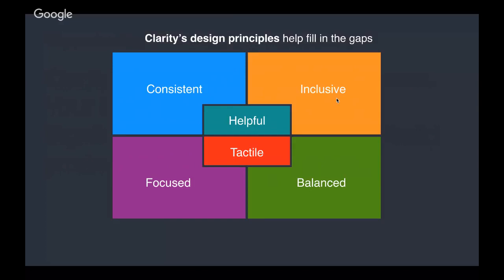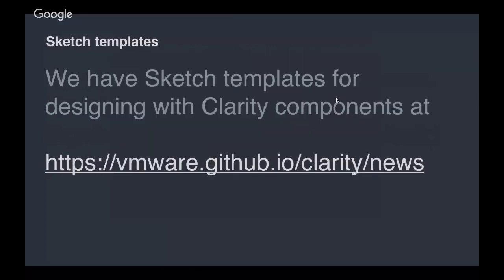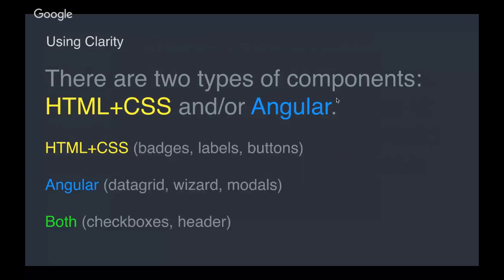I'll move real quick here. We also have a Sketch template, which is useful. It's on our website here. That gives you a quick way to design and utilize the Clarity components from Sketch at least. We also, as I mentioned, have some components that are HTML and CSS, like button styling. There are Angular components like a data grid or a wizard and modals. And then we have some that actually have both implementations.